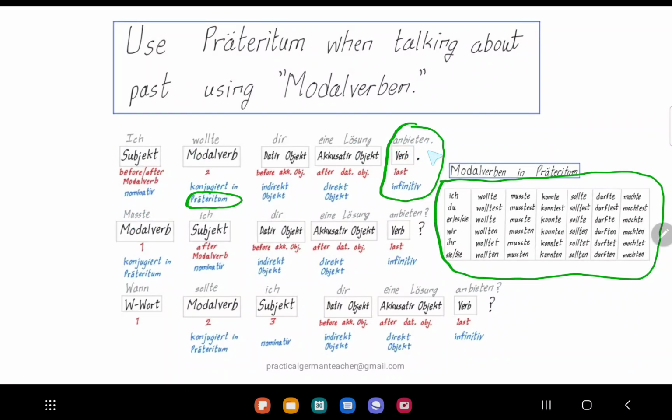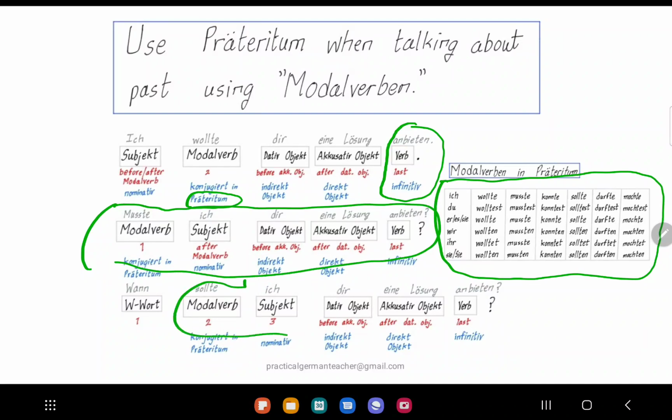Then what happens if you want to frame a yes or no kind of question with a modal verb? Again, very obvious, just interchange the positions of the modal verb and the subject. That's it. What happens if you want to ask a W word kind of question with a modal verb in past tense? It's very obvious. You take the yes or no kind of question syntax, right? And you shift it.